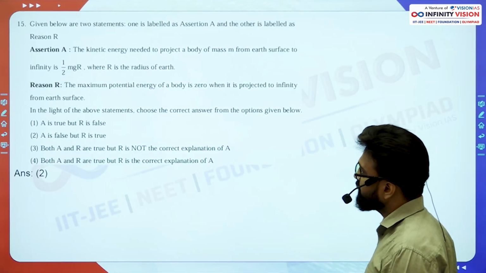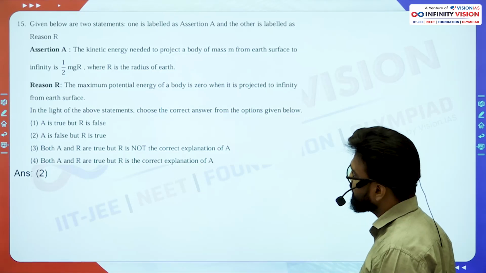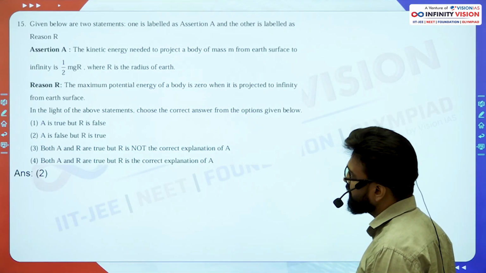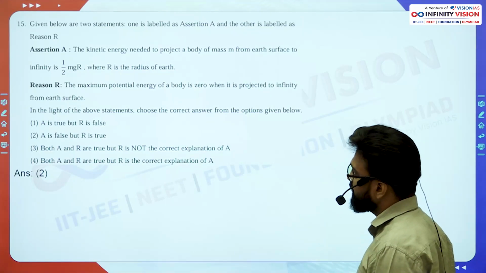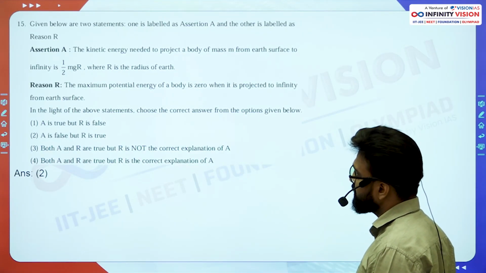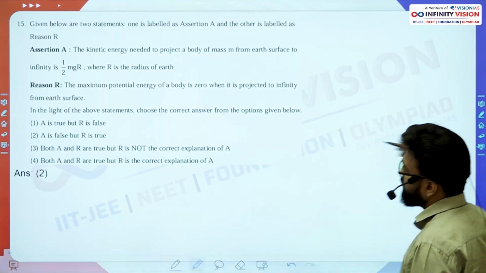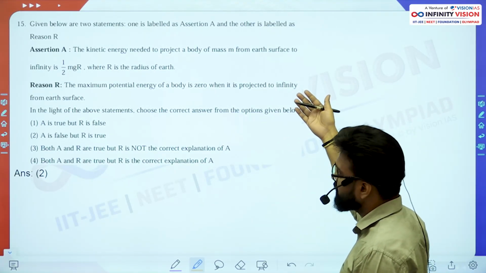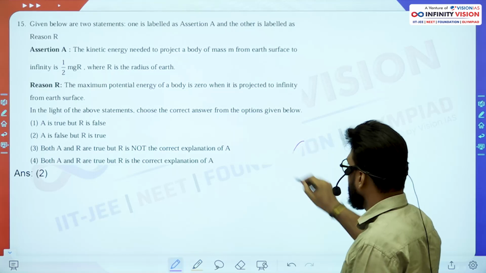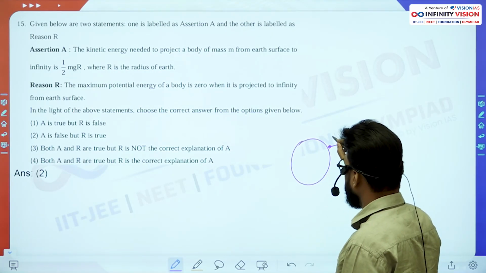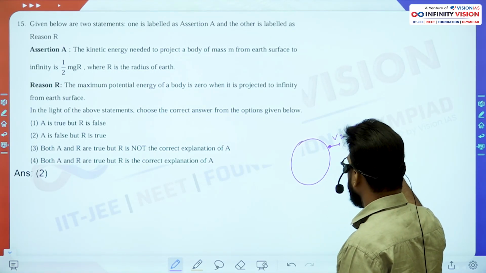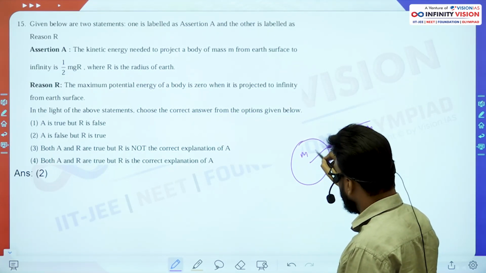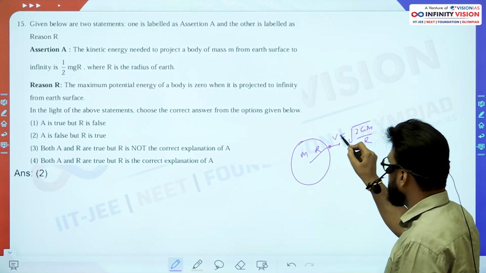Next, you have been given an assertion and reason. Assertion says the kinetic energy needed to project a body of mass small m from the Earth's surface to infinity is half mgR, where R is the radius of Earth. So first of all, we're going to see the kinetic energy needed to put the object to an infinite distance from the surface of Earth. First of all, we need to find out the escape velocity. Escape velocity is given by root 2GM by R, where M is the mass of the Earth, R is the radius of the Earth. So this is the escape velocity.